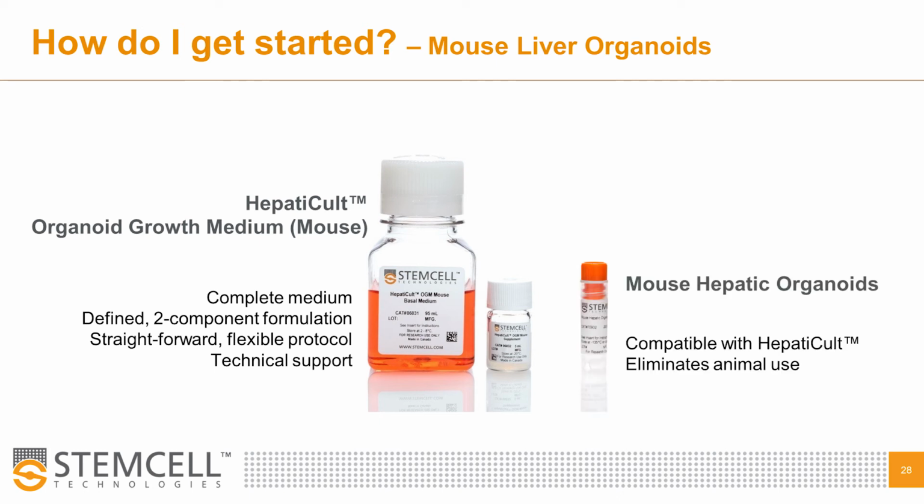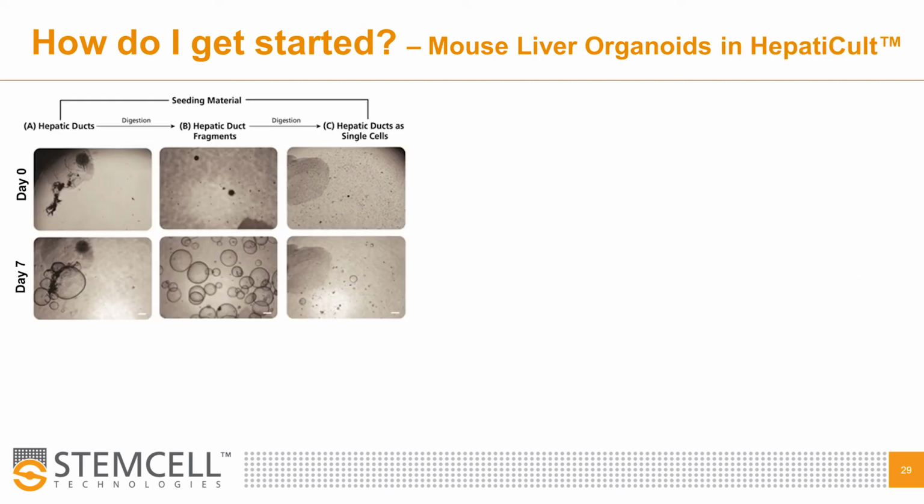For labs that don't have access to animal facilities or are looking to eliminate animal use within the experimental workflow, or just want to initiate their mouse organoids as quickly as possible, we also offer cryopreserved mouse hepatic organoids, which can be expanded indefinitely using HepatiCult. These organoids are derived from the liver of a wild-type Black6 mouse. HepatiCult supports the growth of isolated whole hepatic ducts, hepatic duct fragments, and also single cells.